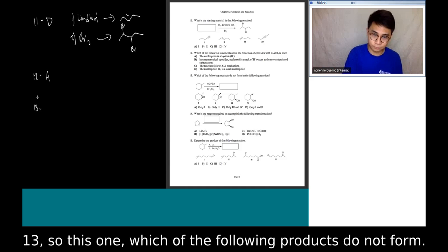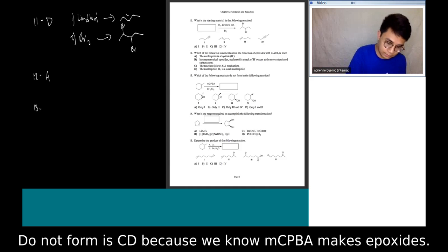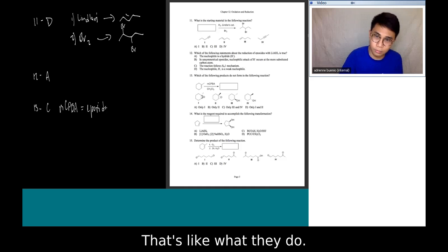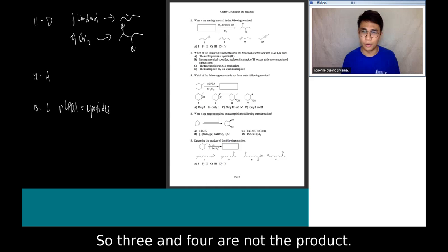13. So this one, which of the following products do not form? Do not form is C, because we know MCPBA makes epoxides, right? That's what they do. So 3 and 4 are not the products. 1 and 2 are actually the products.